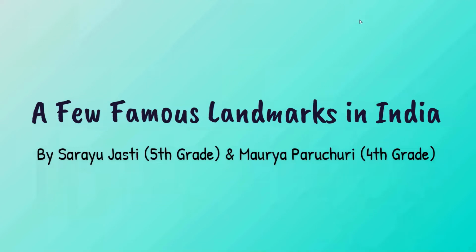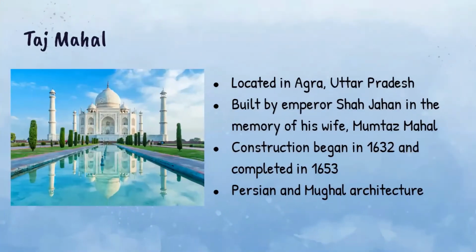Today we will talk about a few famous landmarks in India. Taj Mahal. Taj Mahal is an ivory white marble mausoleum on the bank of the river Yamuna in Agra, Uttar Pradesh. A mausoleum is a building that houses a tomb or tombs. It was built by Shah Jahan in the memory of his wife, Mumtaz Mahal. Its construction was completed entirely in 1653.